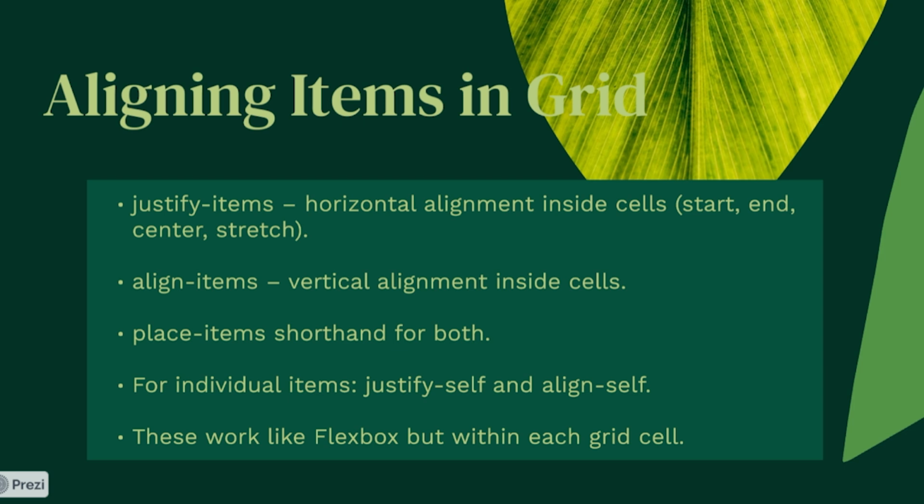The align-items property controls vertical alignment. If we want to control both directions together, we can use place-items. And for individual items, we can use justify-self and align-self. These properties give us precise control over how content is positioned inside each grid cell.